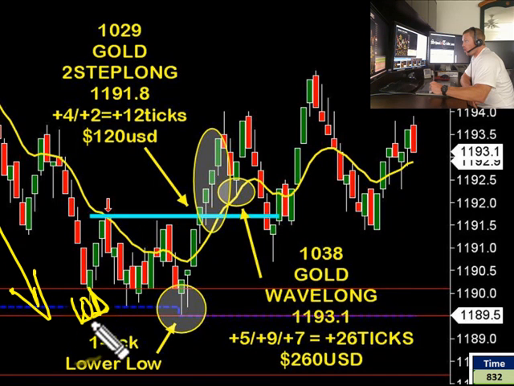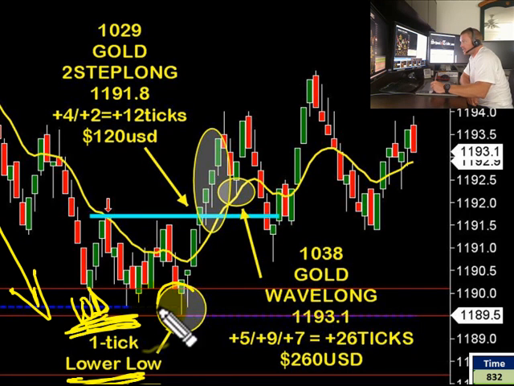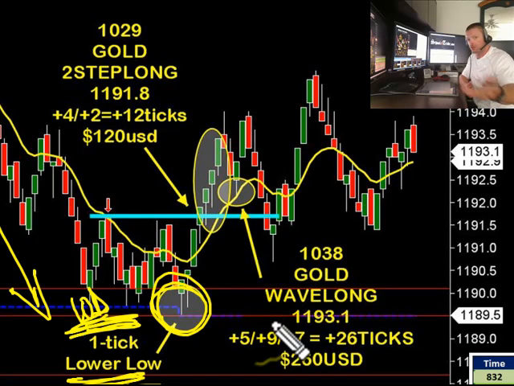Now, guys, what do we always like to see? Look at this. There's that one tick lower low right there. Now, what do we always think about when we see the one tick lower low? We imagine those sellers doing everything they possibly can to push the price down, and they run out of gas, they're exhausted, the buyers can feel it, and they're going to jump in now.